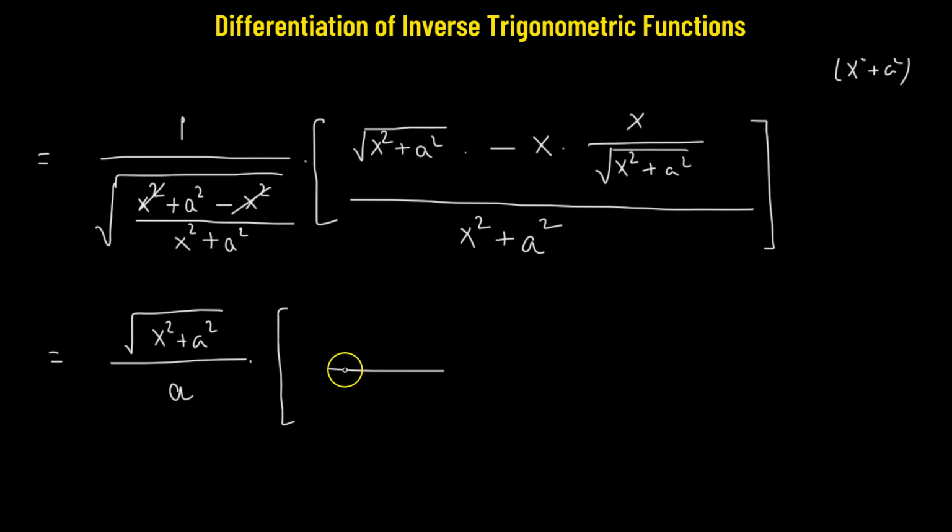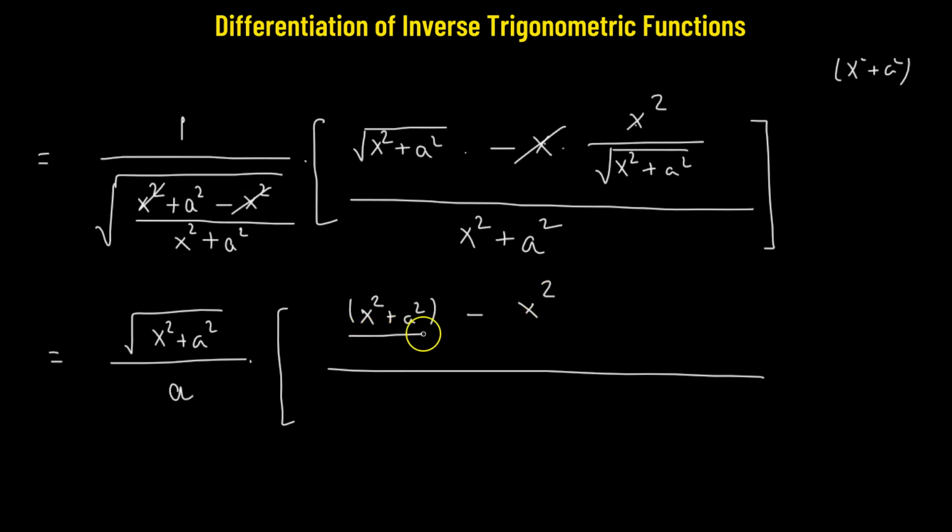Fine. Then let's multiply this x with this particular x. So this will become x squared. Let me cancel this out. So this is x squared, and we'll combine the two expressions in the numerator. So that will be x squared plus a squared. We have multiplied root of x squared plus a squared with square root of x squared plus a squared, so the square root goes away. Minus x squared, the whole thing divided by square root of x squared plus a squared.